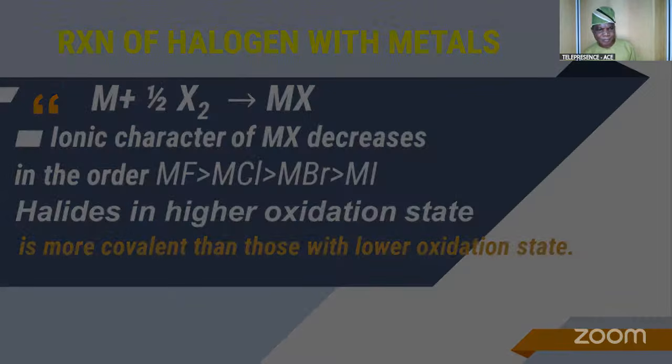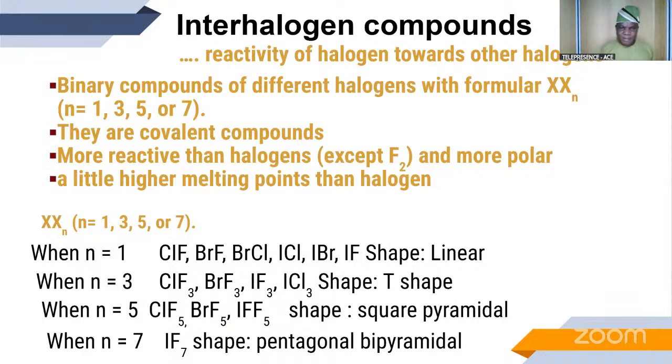Interhalogen compounds. Reactivities of halogens towards other halogens. That is when a halogen can combine with other halogens to form binary compounds of different halogens and different formulas. For instance, binary compounds of different halogens with this formula XXn. X represents a halogen, and Xn is equally a halogen.